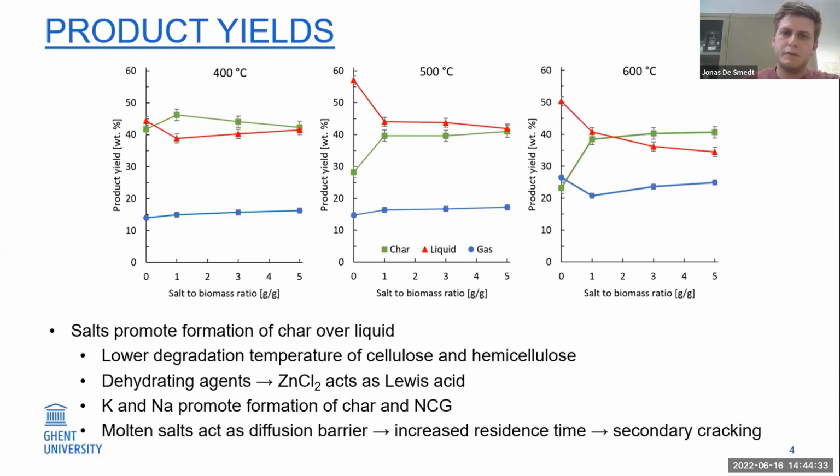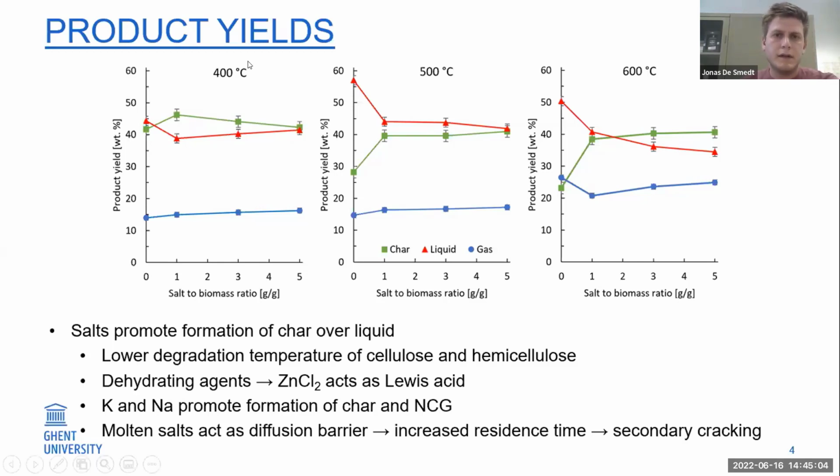But when you go higher in temperature, we can see that the amount of salt actually has a very significant effect on our solid product yield. So the more salt we dose, the more char we get at 500 and 600 degrees Celsius. And again, the inverse effect on the liquid yield. So in general, we can state that these salts promote the formation of char over liquid. And there are several reasons for that.